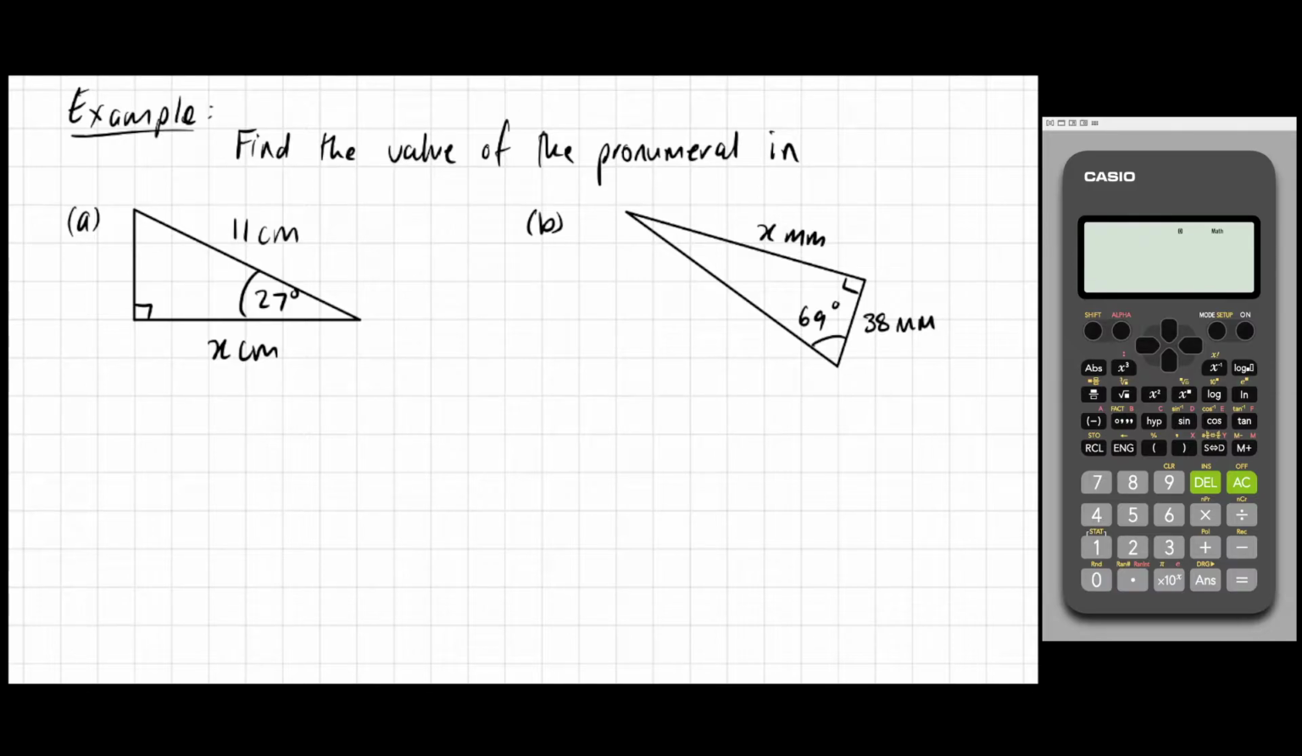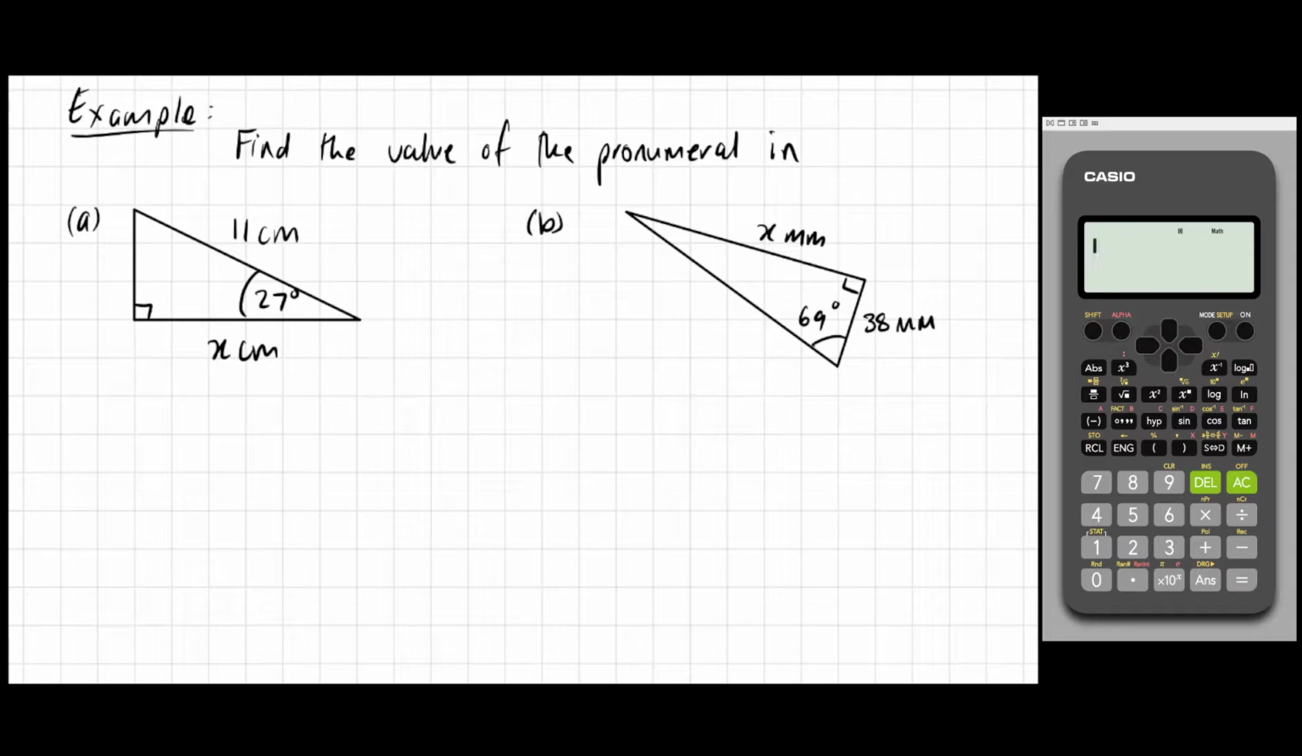Now, when it comes to solving these trigonometric problems, we want either one or two of three things. We either want two sides, or we want one side and one angle. In the ones that we're going to see today, we're only going to have one side and one angle. The ones where we have a missing angle, or an angle that we need to find, we're going to do at another point in time. Okay, so let's have a look at these two.